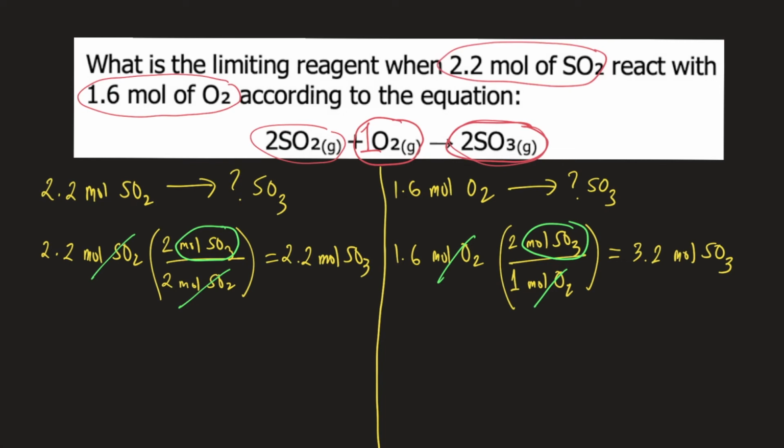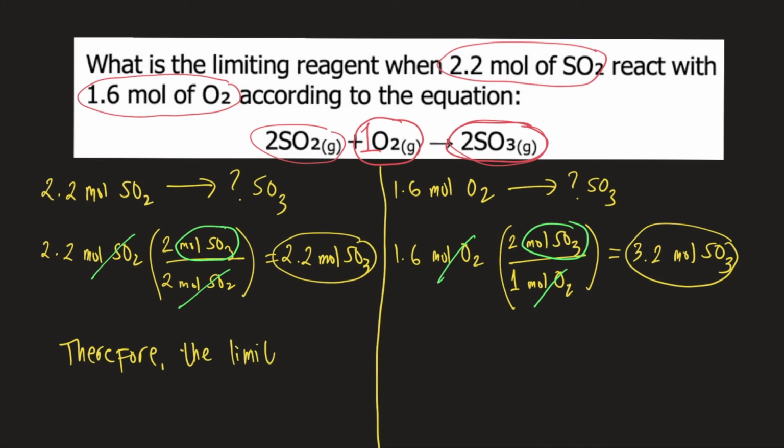Which of the two is the limiting reagent? The limiting reagent or reactant is the reactant that forms the smaller amount of product. Again, the limiting reactant is the reactant that forms the smaller amount of product. So between 2.2 and 3.2, obviously the smaller amount of product is 2.2 moles. Therefore, the limiting reactant is SO2.